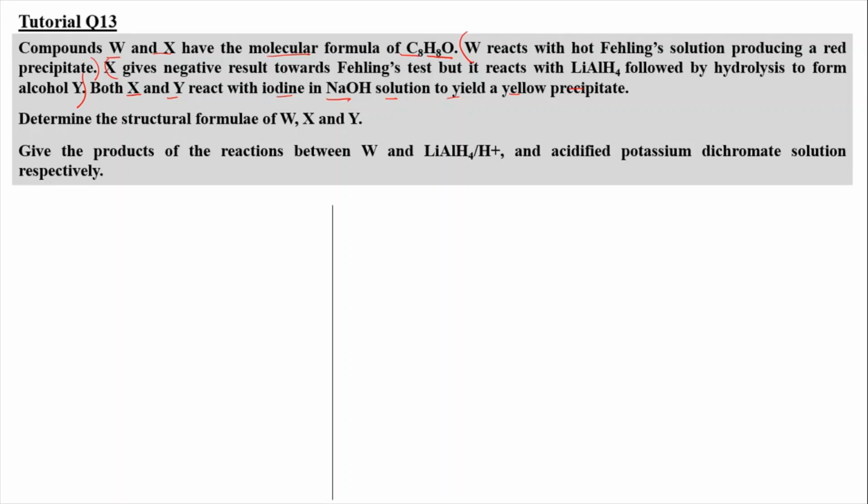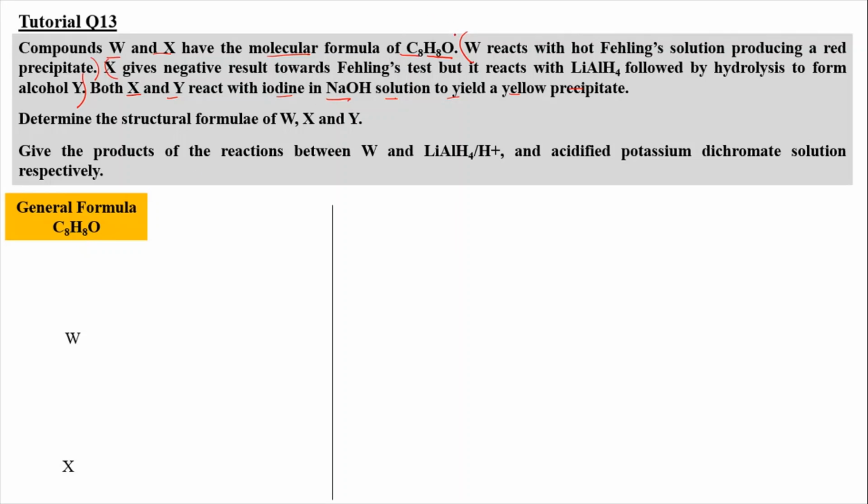So what I'm going to do is we try to read it section by section. So you know that compounds W and X have the same molecular formula. So write it first. So the general formula or the molecular formula is C8H8. So both W and X are the same, which is C8H8.